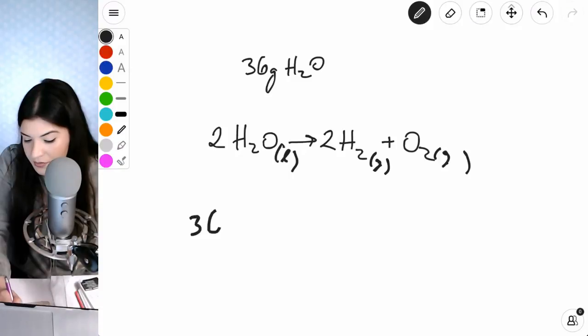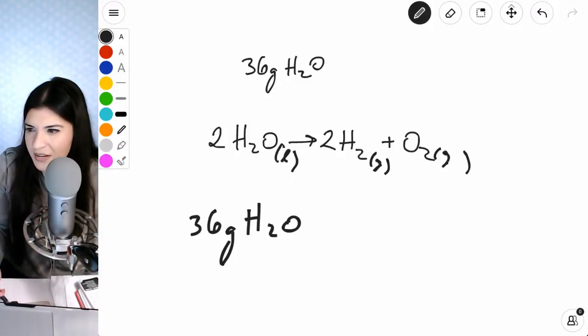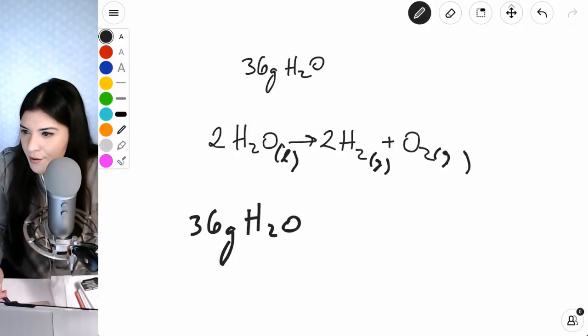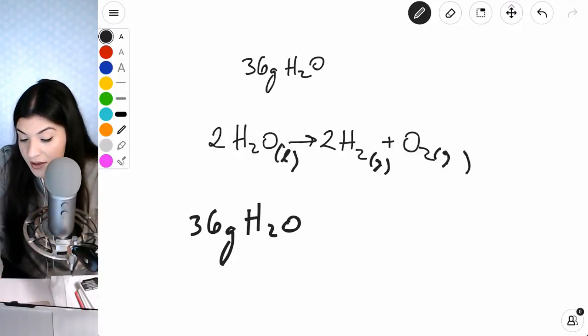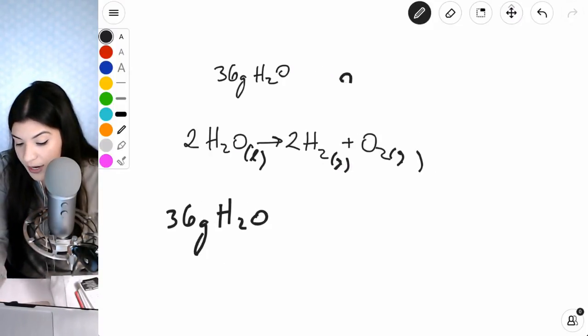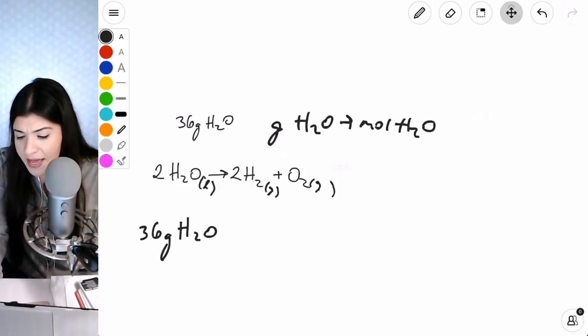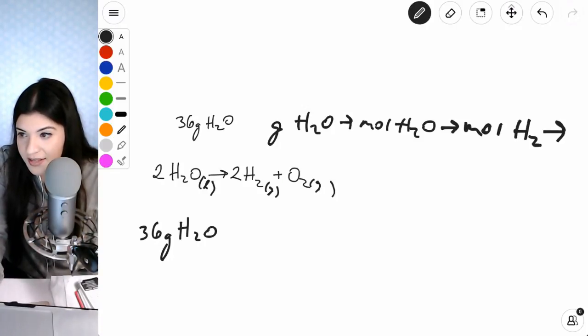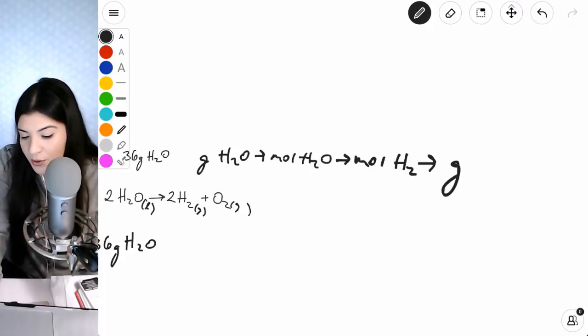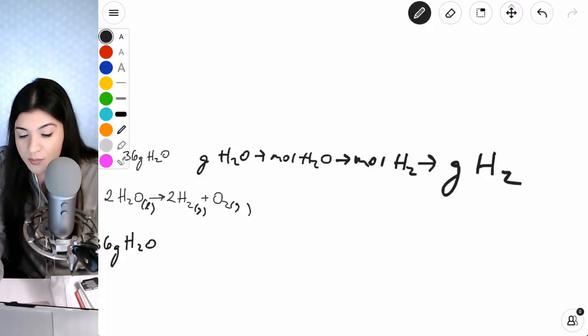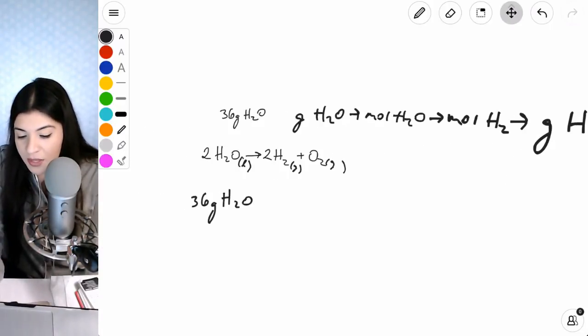So this is 36 grams of H2O. And if I'm just trying to find the grams of H2 gas, then I'm really going from grams of H2O to then moles of H2O. So stoichiometry. And then to moles of what we're looking for, so H2. And lastly, the answer wants it in grams, so we'd go to grams of H2. So that's the process, and that's actually what I'm going to do now.